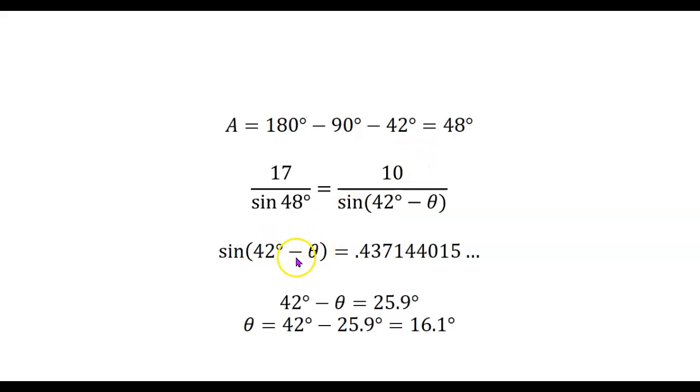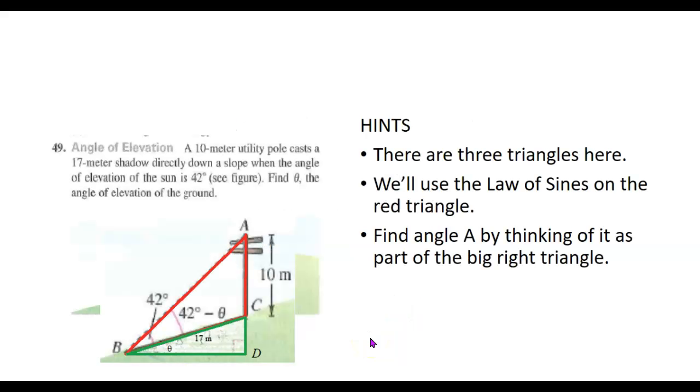From that, we get that 42 minus theta is 25.9 degrees. And from that, we can work out that theta itself is 16.1 degrees. So that is our final answer. This angle theta here, which is one of the angles of the green triangle, is 16.1 degrees.